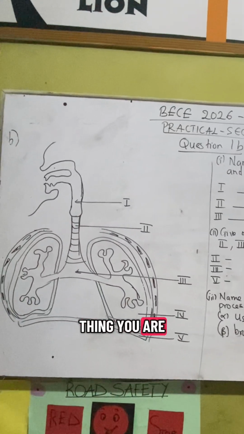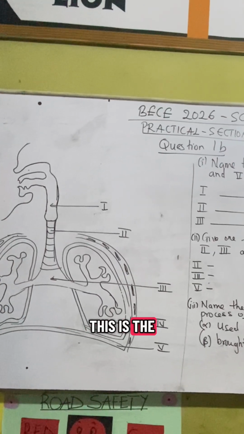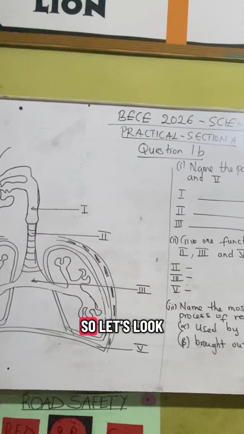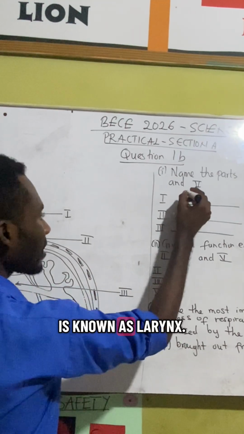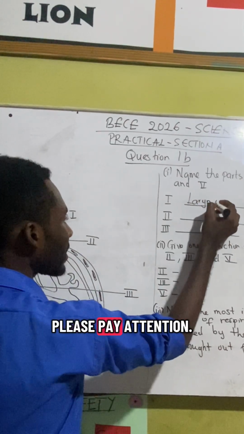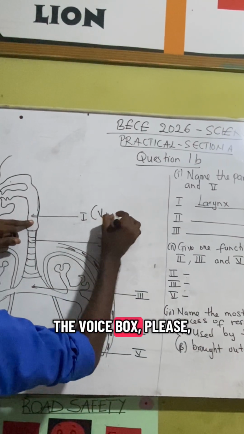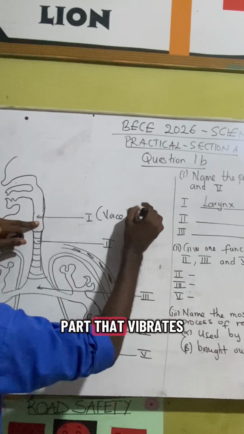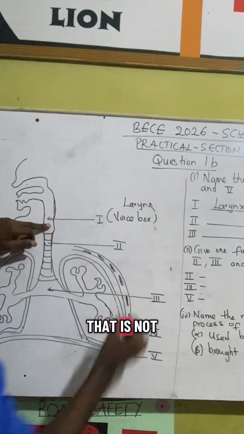So the first thing you are supposed to take note of is to identify what system this is. And we know this is the respiratory system. So let's look at what our I is. Now, our I is known as the larynx. Please pay attention. It is the larynx, also known as the voice box. That is the part that vibrates to produce sound, okay? It is the larynx. That is not the pharynx.